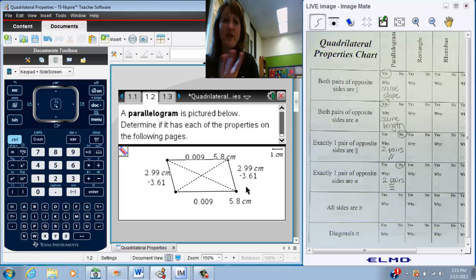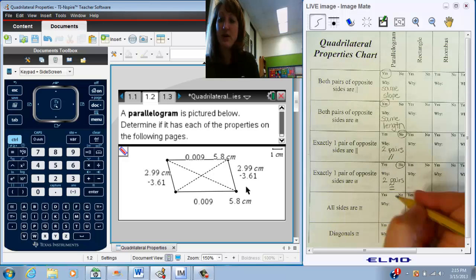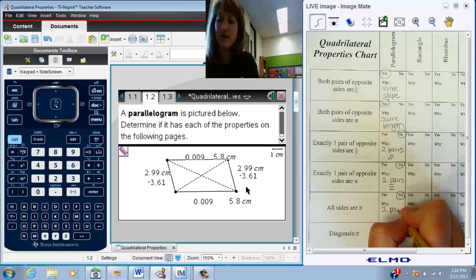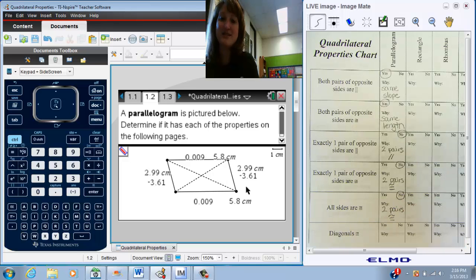Next one, again, we have all the information already on our picture. Are all of the sides congruent? No. We have two pairs that are congruent. Not all of them are congruent.